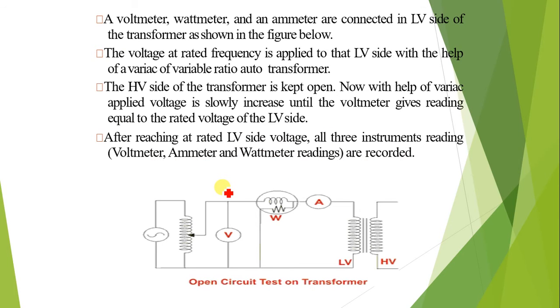In open circuit test, voltmeter, wattmeter and ammeter are connected in the low voltage side of the transformer, that is given in the figure. And this voltage at the rated frequency, generally 50 Hz, is applied on the low voltage side with a variac or an auto transformer. This is the symbol of an auto transformer. And the high voltage side is kept open. After reaching the rated low voltage side voltage, ammeter, wattmeter and voltmeter readings are recorded.